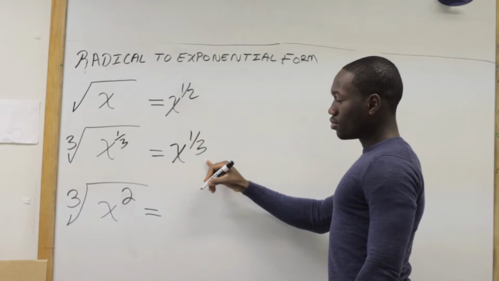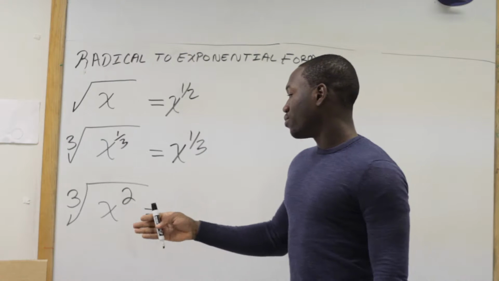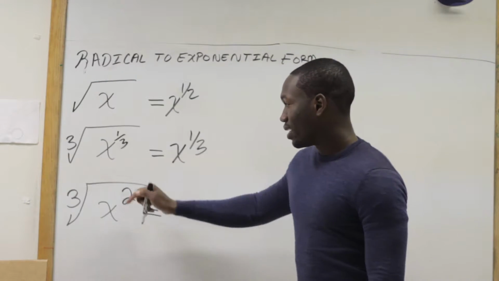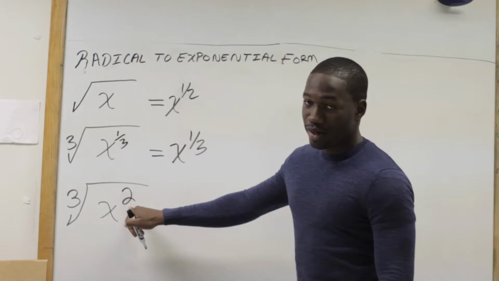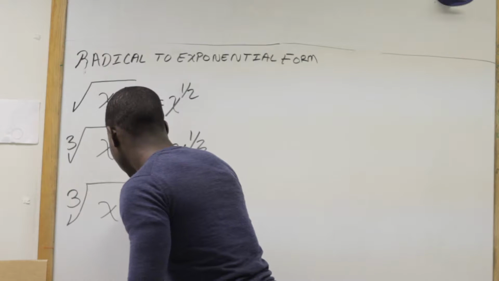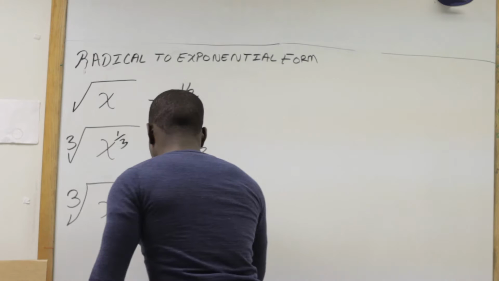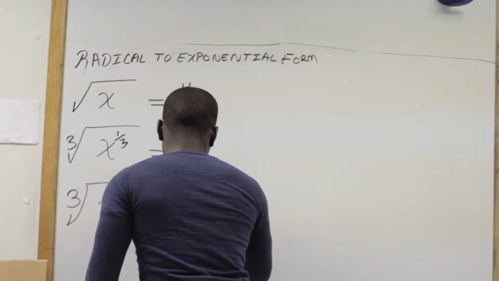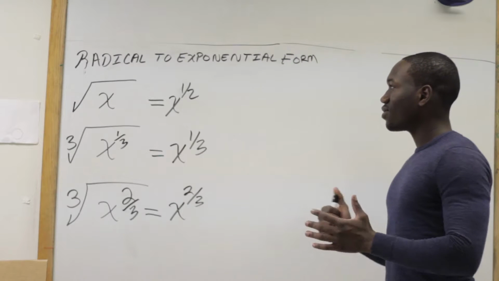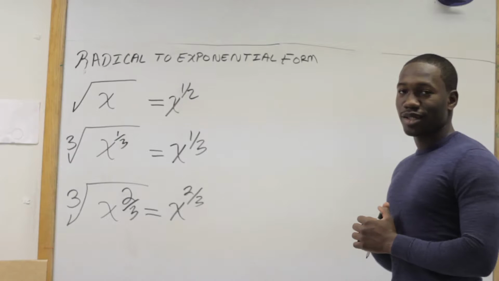x to the 1/3. You use the same concept when you have the cube root of x squared. 2 is already acting like the imaginary 1, so you don't need to worry about an imaginary 1. The 3 will be the acting denominator. Now this in its exponential form will be x to the 2/3. Now that's how you go about changing from radical to an exponential.